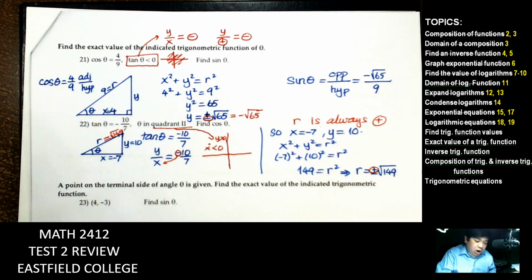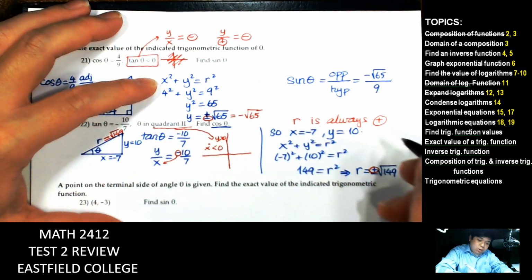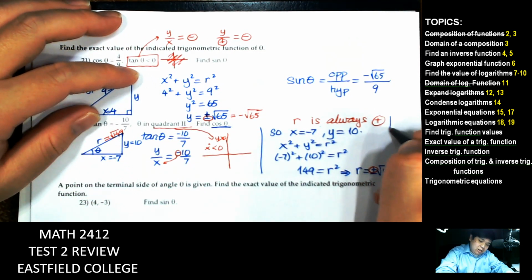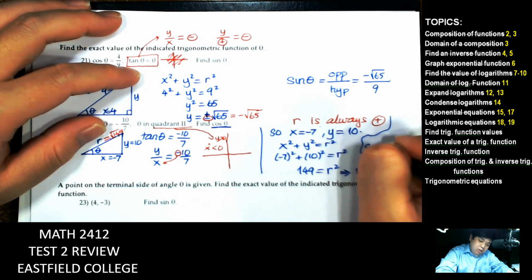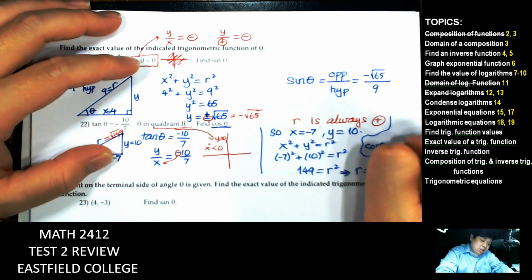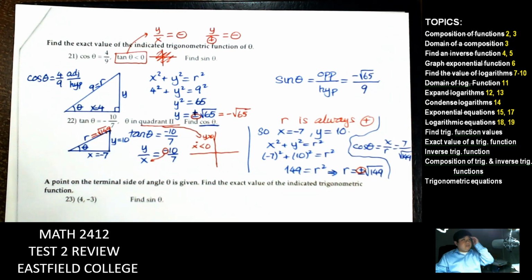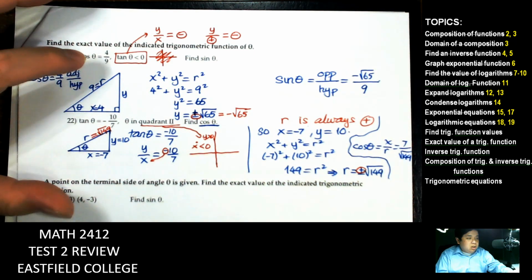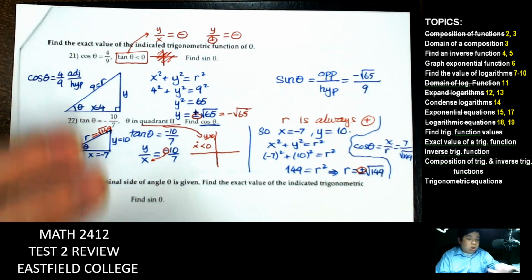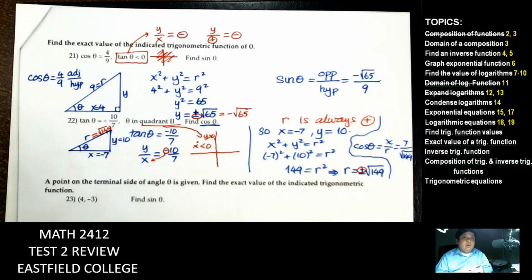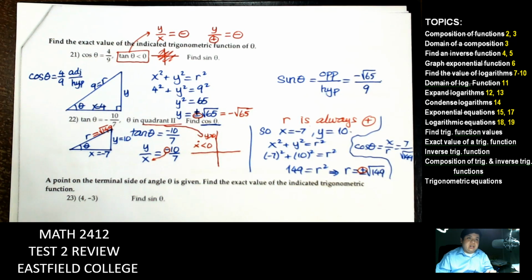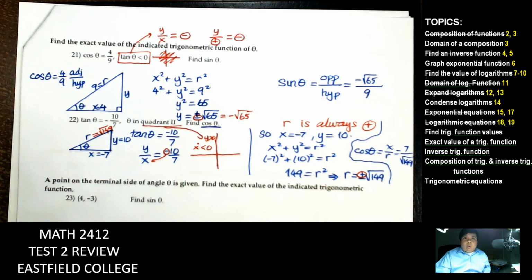And once we have x, y, and r, we just find cosine pretty easily. So we have cosine of theta equal to x over r. We have negative 7 over square root of 149. Yeah, we start with a trig function that we know and try to find the missing length. Once we have the missing length, we can find the remaining trig functions, all of them if we need to, but we were only asked to find one. So that is 21, 22.